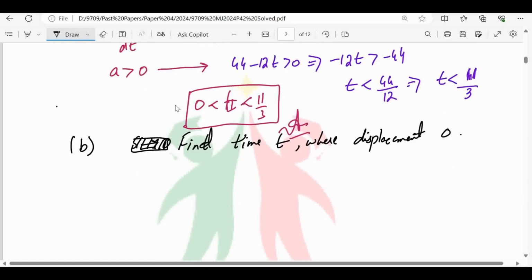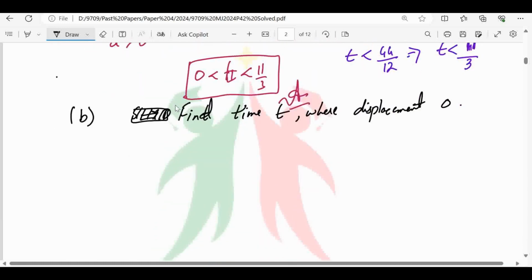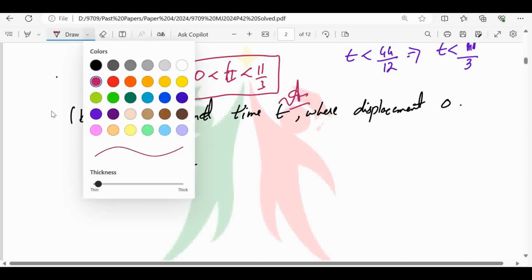So we know the acceleration and velocity, and we know that if we integrate the equation of velocity with respect to time, it will give us displacement.